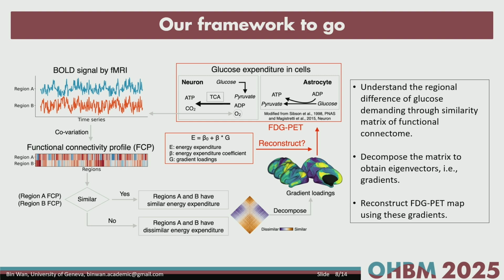And this is our final framework. Here we show all the background of glucose metabolism in the brain and how oxygen is related, and then we measure the oxygen by fMRI, and then we construct the functional connectivity profiles. If they are similar, then region A and region B show similar energy consumption, and we use the low-dimensionality gradients, the x-axis, to reconstruct the FDG PET map.